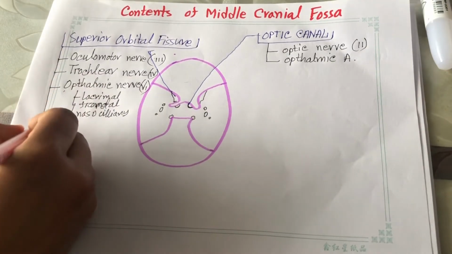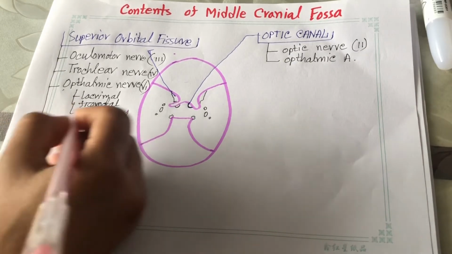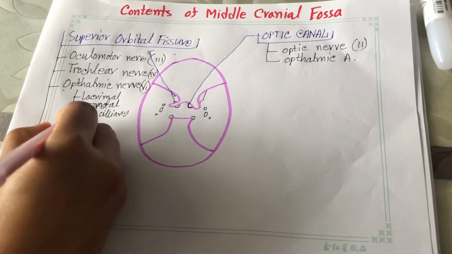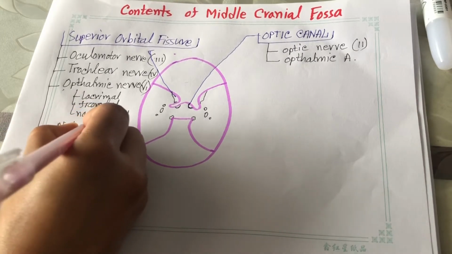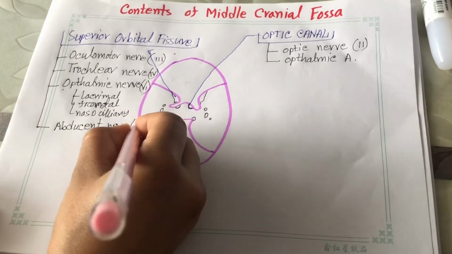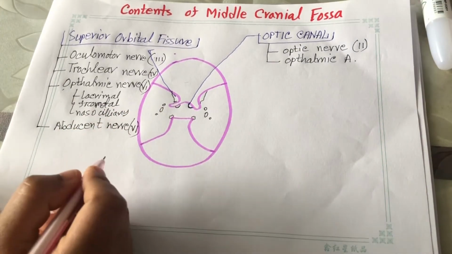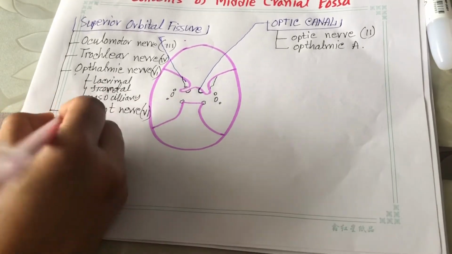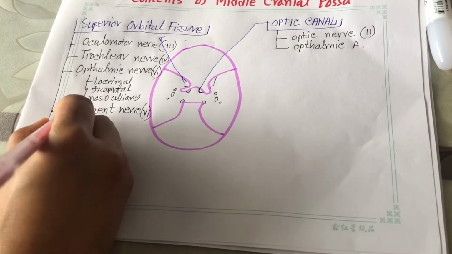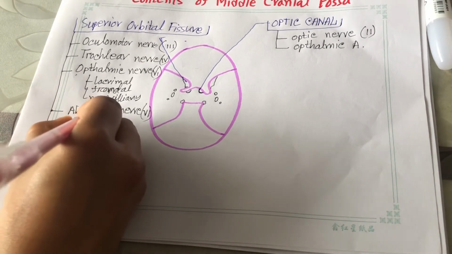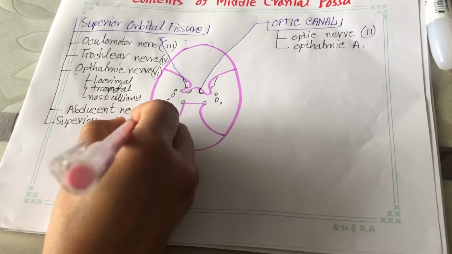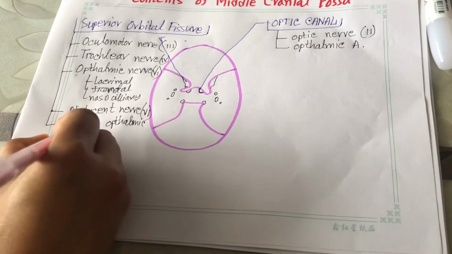And also sixth cranial nerve, abducent nerve or sixth cranial nerve, and also one vein, superior ophthalmic vein.